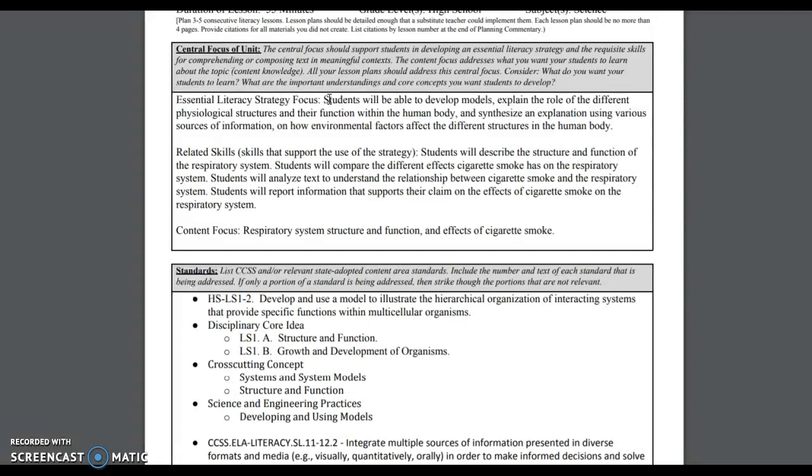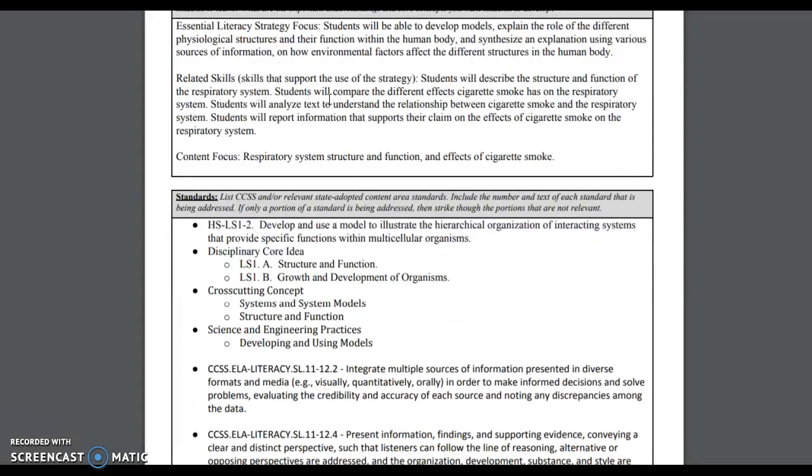But the essential literacy strategy focus is kind of more broad. It has to do with this lesson, but also all the other lessons. And some of these related skills that support the use of the strategy include describing the structure and function of the respiratory system, comparing the different effects of cigarette smoke on the respiratory system. And these are things that the activity does.